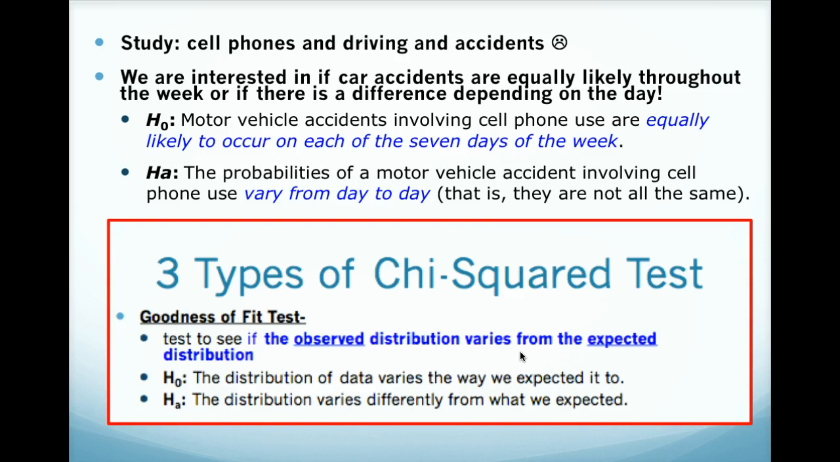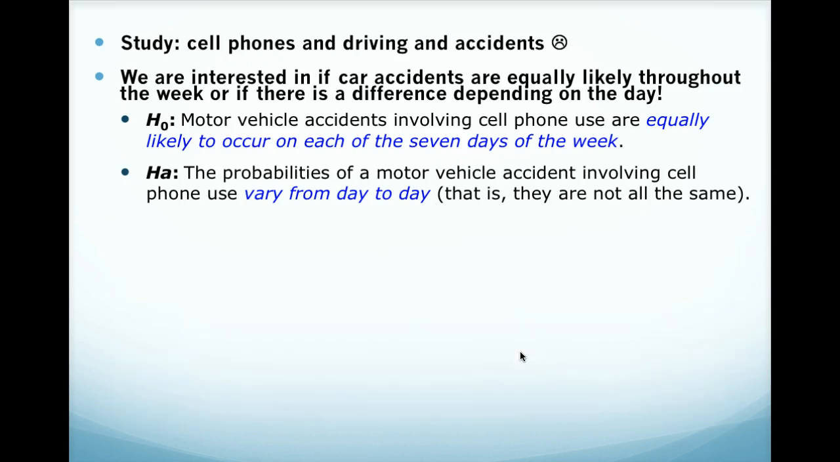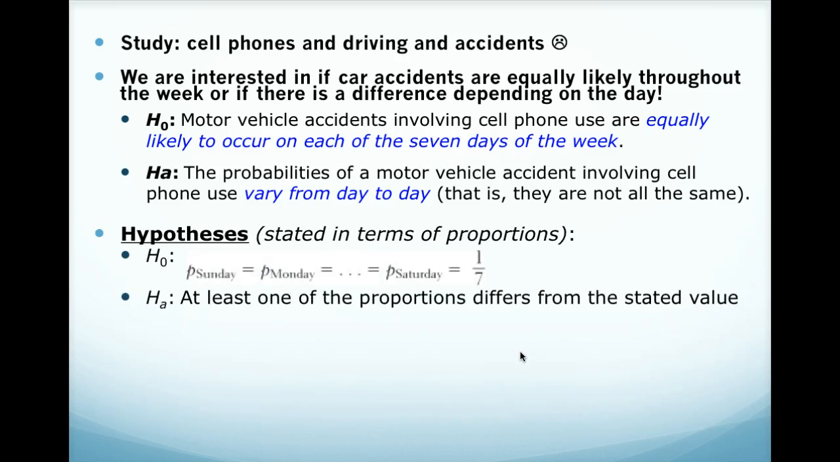Now I could write this in terms of proportions. For example, I could write it in terms of the proportion of Sunday accidents, proportion of Monday accidents, that they are all equal to each other. In fact, they should all be equal to 1/7 of the total accidents. And my alternative is that these proportions differ in some way.